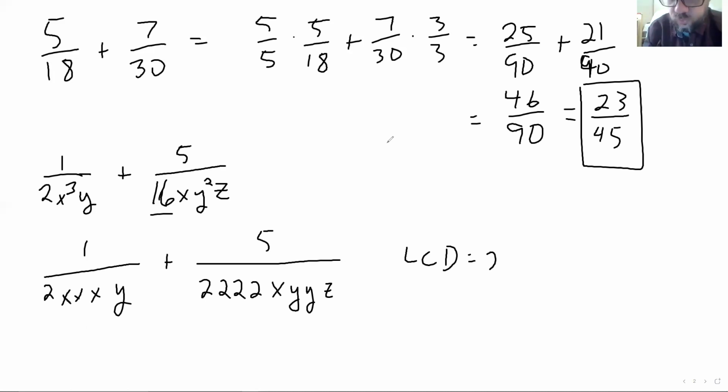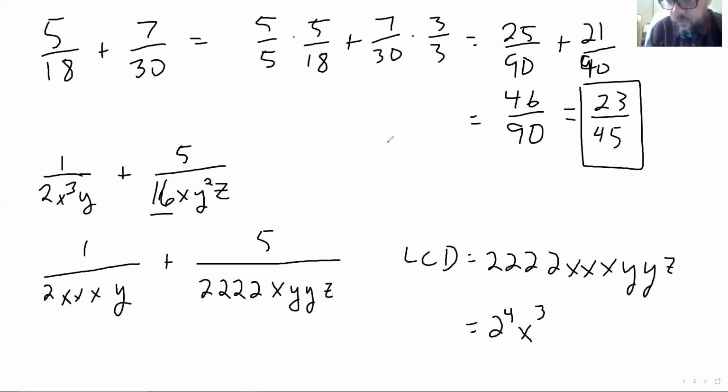So 2, 2, 2, 2. And 3 x's, and 2 y's, and a z. And I'm not going to write it out like this most of the time. I want to think of this as 2 to the 4th, x to the 3rd, y squared, z. That's what exponents are for. They tell us how many times we're multiplying things. So I want to use them. And then I just have to multiply each one by whatever I'm missing from the least common denominator.